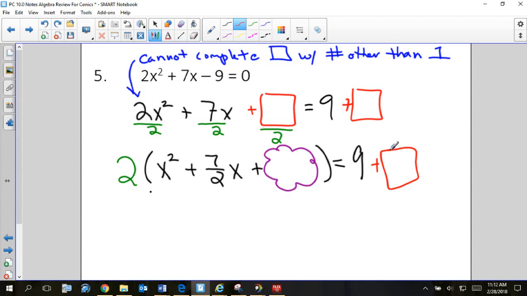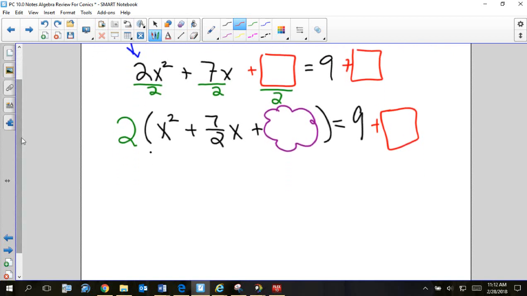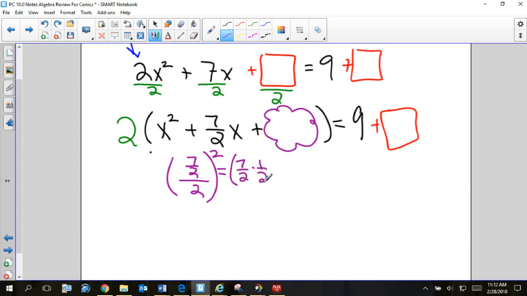So we're going to take the b value and divide it by 2 and square it with a fluffy cloud. Our b is 7/2. We're going to divide that by 2, and then square it. But instead of dividing by 2, multiply by its reciprocal. So I'm going to have 7/2 multiplied by 1/2, which is 7/4 squared. So what goes in the fluffy cloud? 49/16.